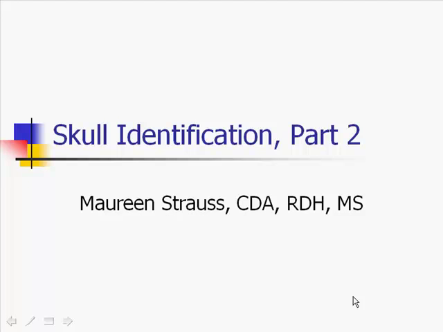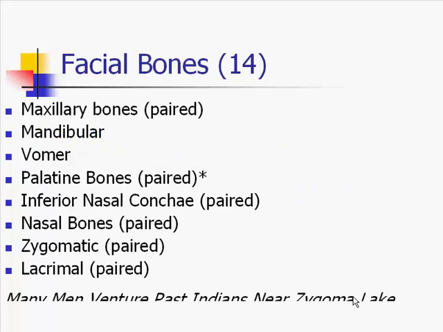Today we will be discussing skull identification, the second part of our learning unit. Last week we talked about the bones of the skull in various views, and then we also talked about the 8 cranial bones. Today we will be talking about the facial bones, which are also referred to as the visceral cranium, which is the portion of the skull related to the digestive and respiratory systems.